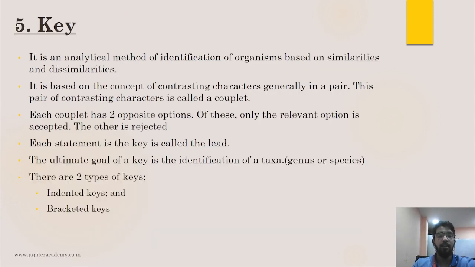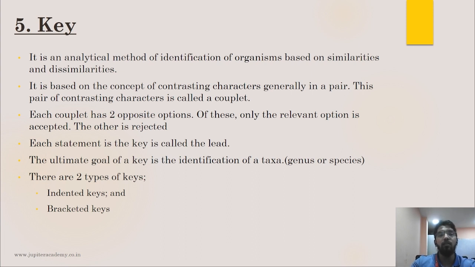The next aid is the key. So what is a key? It is nothing but an analytical method for identification of organisms, based on similarities or dissimilarities. It is based on the concept of contrasting characters, generally in a pair. How we use a key is that we have a pair of contrasting characters, and we see whether the organism has one of the characters or not.